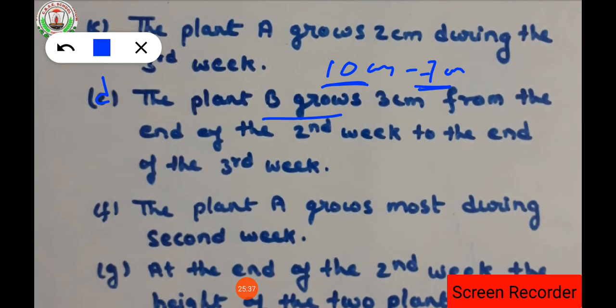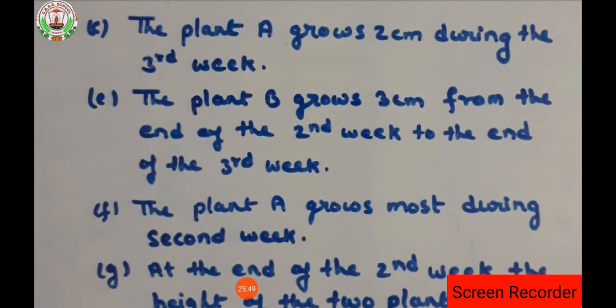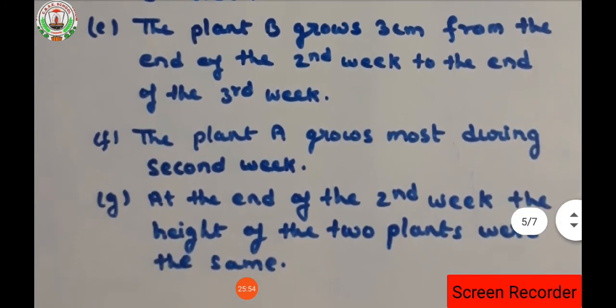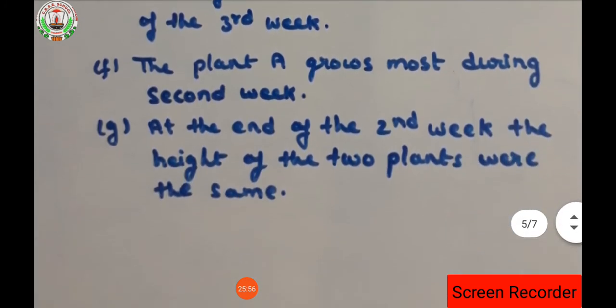Okay, since it is asked about the end of the third week what the height will be, so 10 minus 3 will be how much? 3 centimeter. Okay, so have you understood how this 2 centimeter and 3 centimeters comes out? By subtracting the growth of the plant A and B.